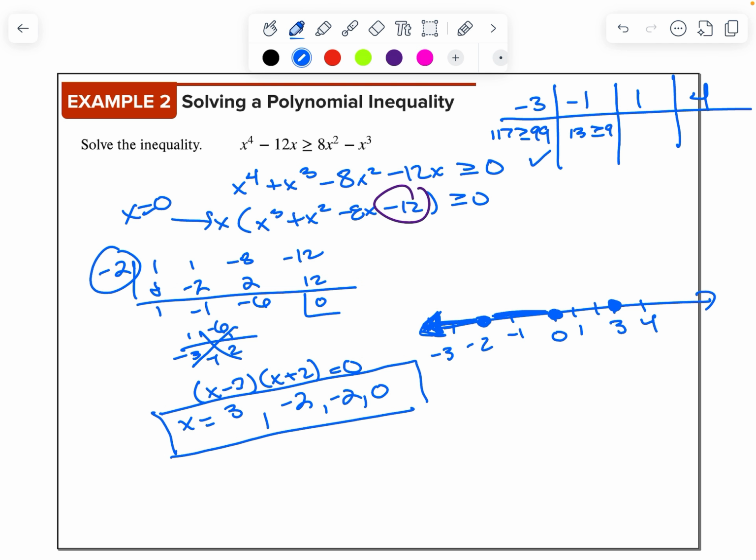How about a positive 1? 1 to the 4th minus 12 times 1, negative 11. 8 times 1 minus 1, 7. Is negative 11 greater than 7? No, it's not.